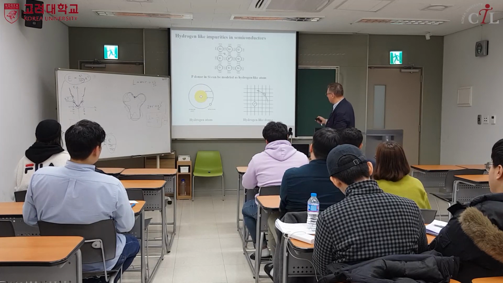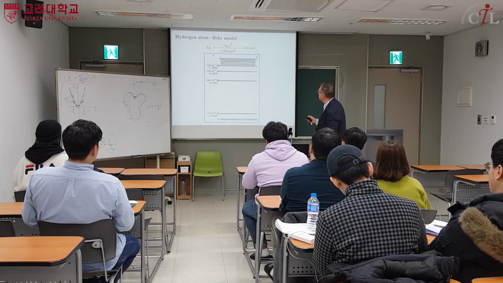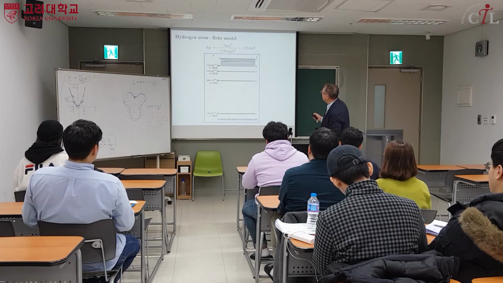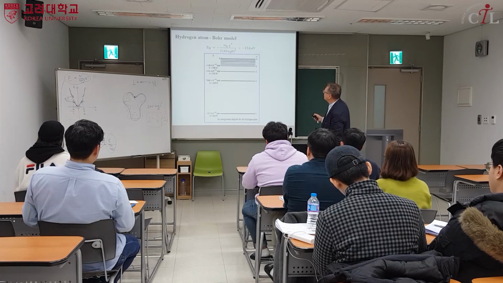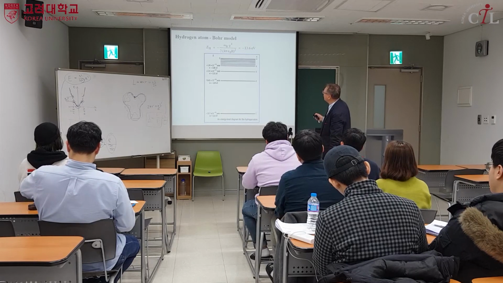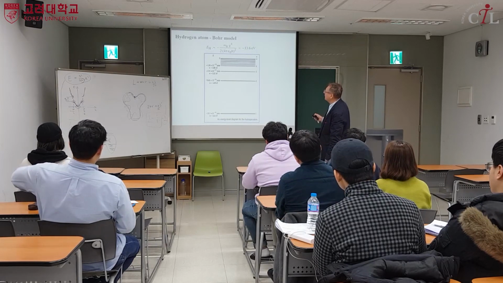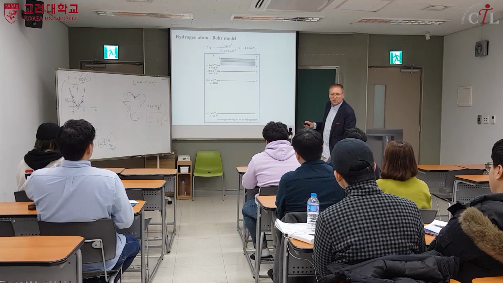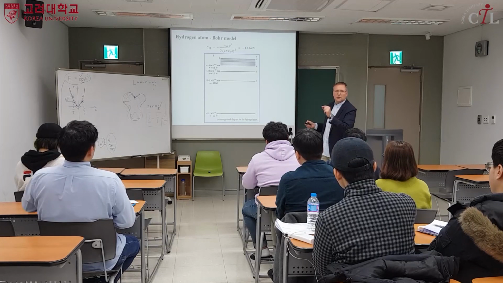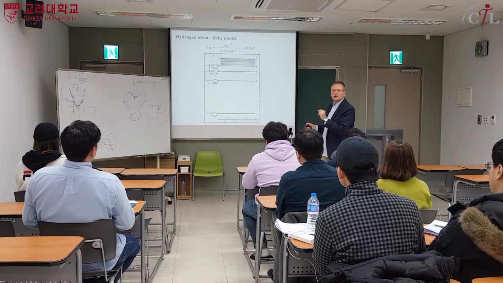So this is hydrogen-like. What is going to be different? This is the equation. What should we change? This equation is for the hydrogen electron. What should we change in this equation to adapt it to the electron for phosphorus inside silicon?